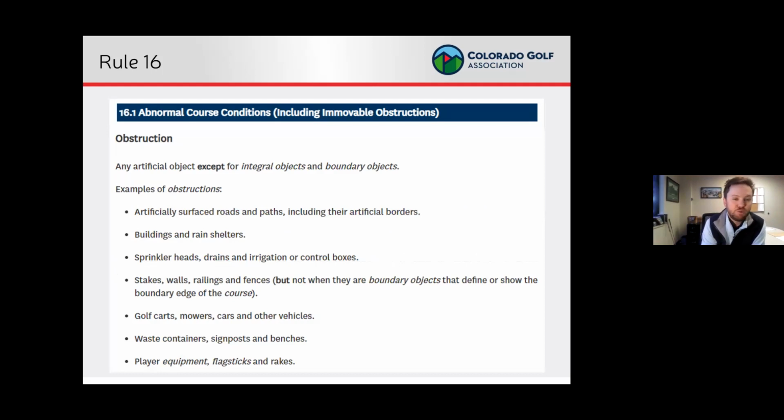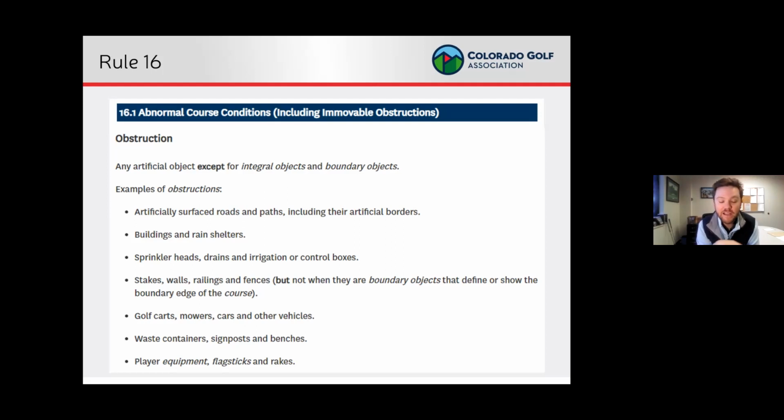You cannot move a building or rain shelter, and you certainly can't move sprinkler heads, drains, irrigation, or control boxes. Those are fixed. Those are immovable. And then stakes, walls, railings, and fences, again, it says not when they're boundary objects that define or show the boundary edge of the course.